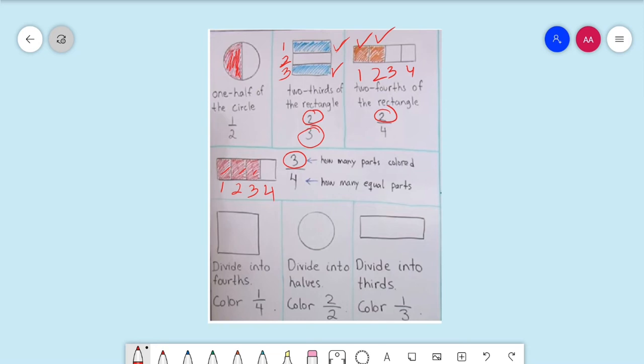Okay, so we have been asked to divide into fourths and color 1/4. Divide into fourths means there are a total of 4 portions, right? This represents a total of 4. So we made 4 boxes, and out of these 4 boxes we need to color only 1, right? So color only 1, and this makes a quarter. Now divide into halves, right? So we divide into halves, right, like this.